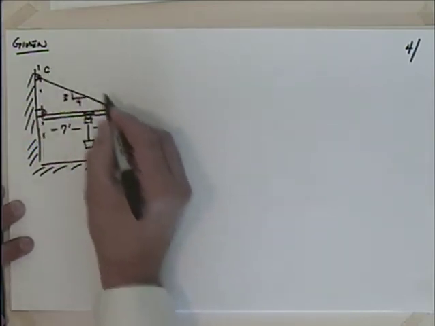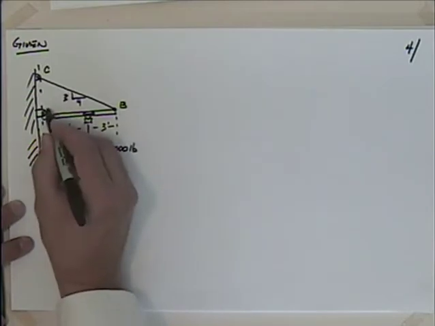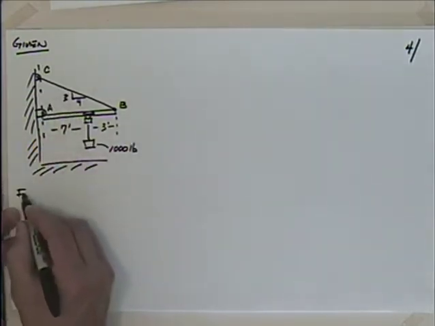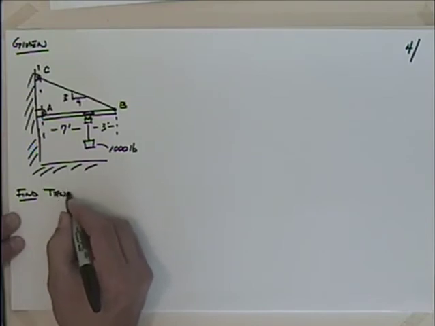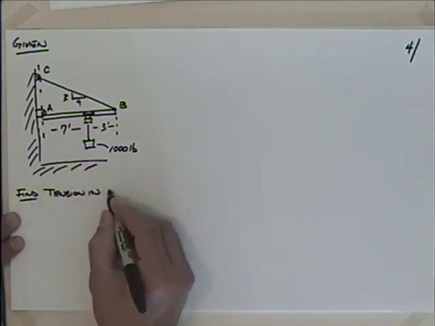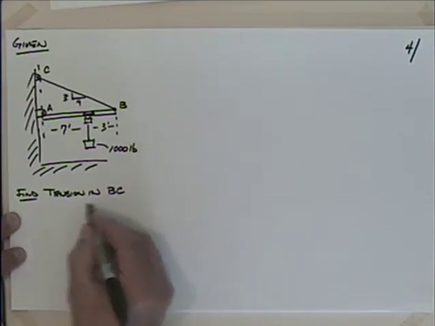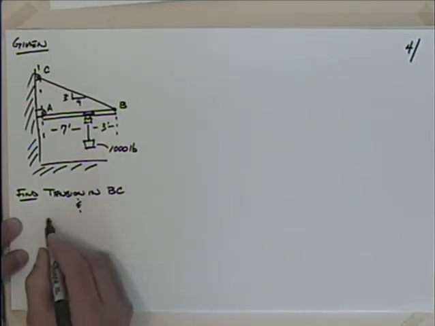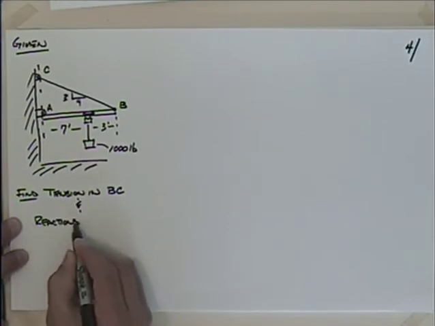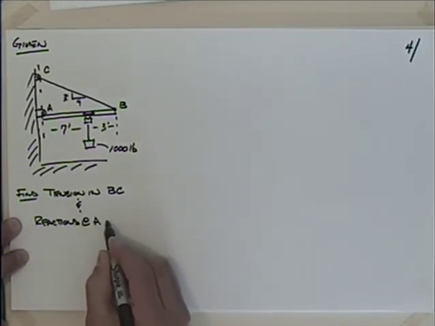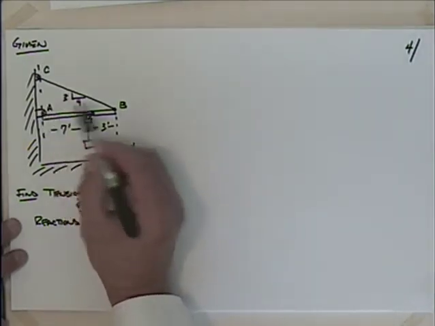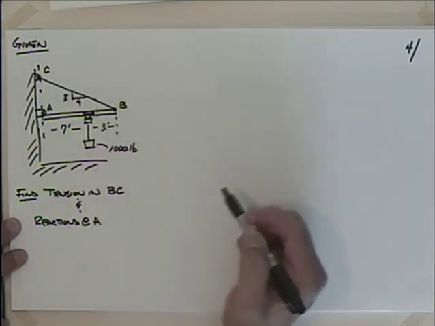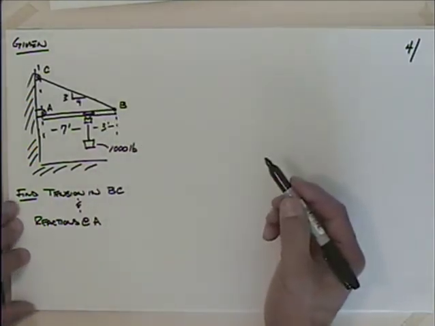Okay. So what we'd like to do is find the tension in the cable. We'll say this is C, B, we'll say this is A. So we'd like to find the tension in BC, and we'd like to find the reactions at A. So we'd like to find these forces at this pin at A. We'd like to find the tension in that cable CB, or that rod CB.